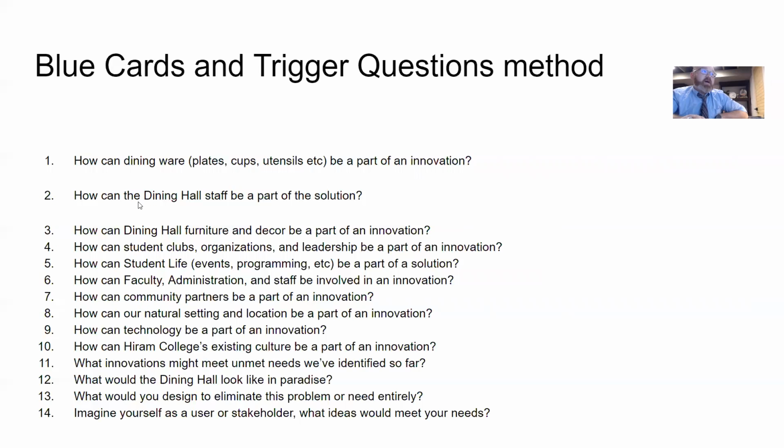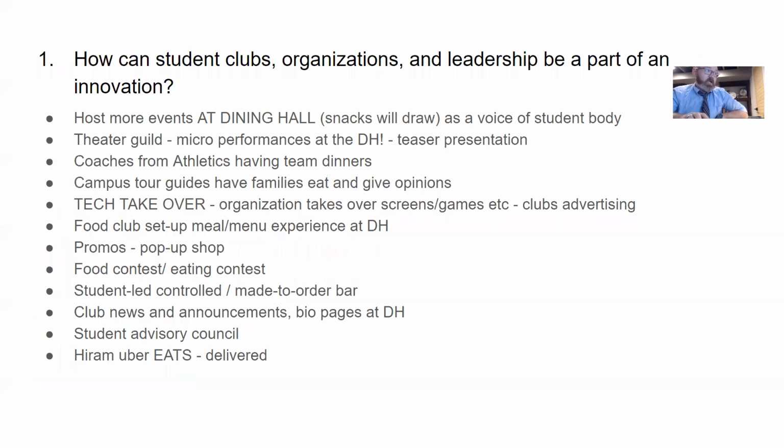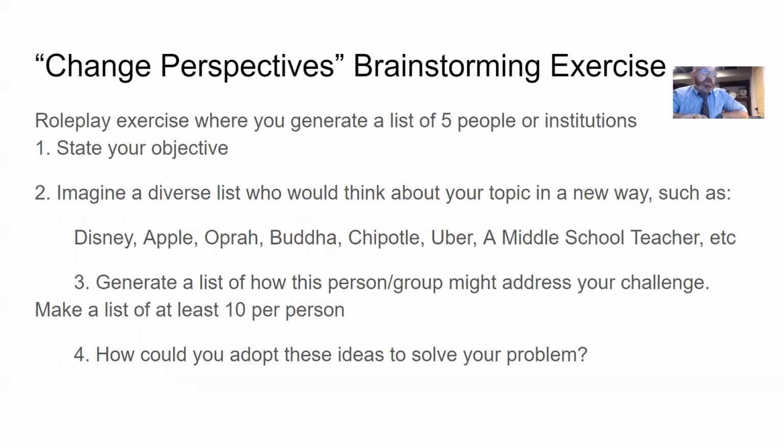And then we identify big questions that might spark other responses. So how can we innovate with mobile technology in the dining hall? That might be a trigger question. How can we innovate with mobile technology in cold weather outdoor dining? Then that sparks a whole round of brainstorming. Here's another one from last year. How can student clubs, organizations, and leadership be a part of an innovation? And so you might reframe this for our challenge this year as part of your trigger questions.